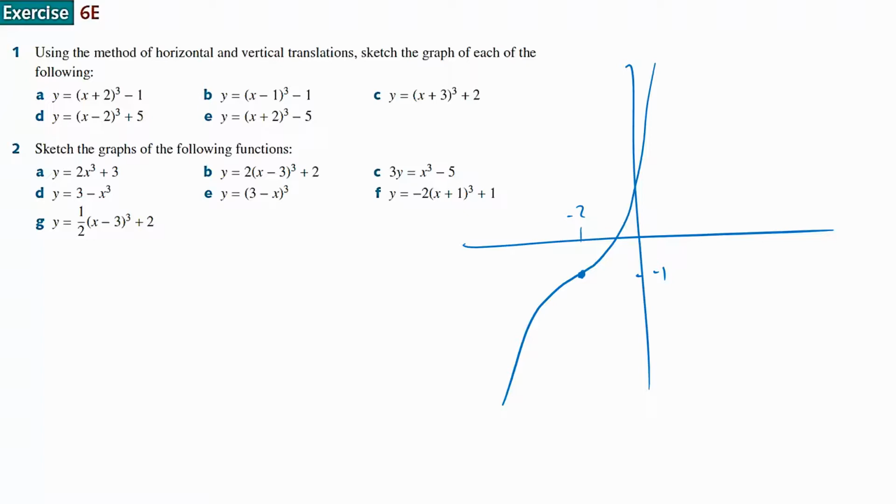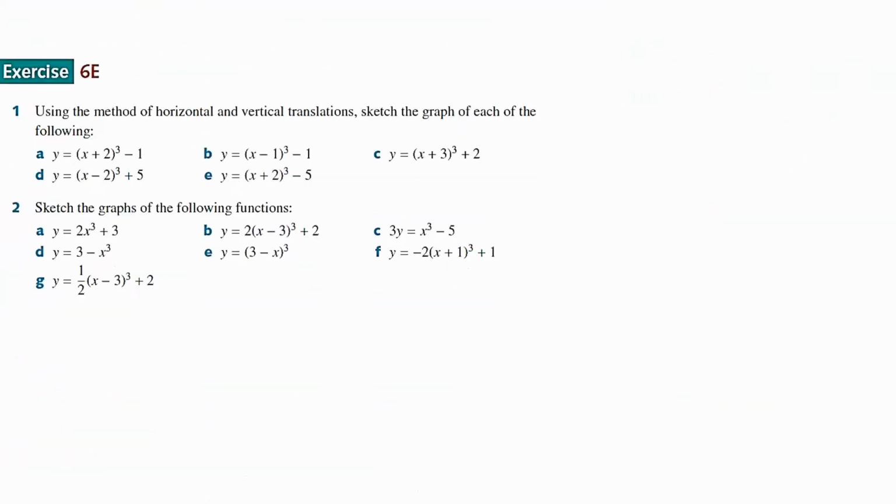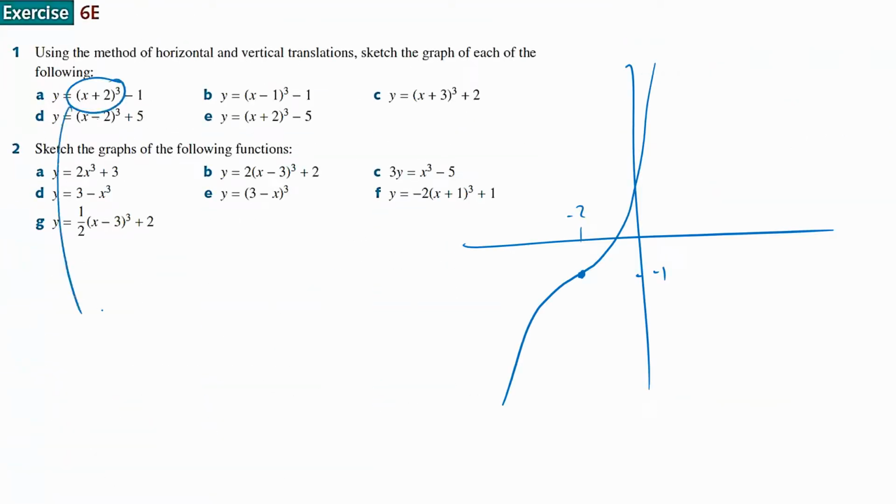Where's the y-intercept? How do you find the y-intercept again? Let x equal to 0. So if you let x equal to 0 here, for the y-intercept of this shape, that becomes 2 cubed plus 1, 9. Oh, with the minus, minus 1, sorry. Minus 1. So, 7.